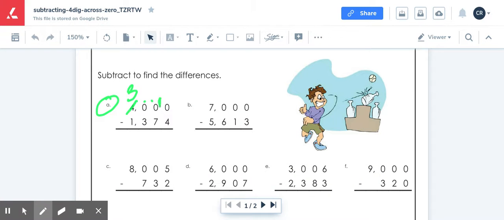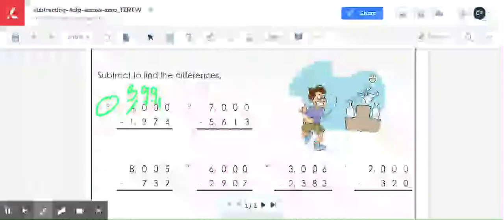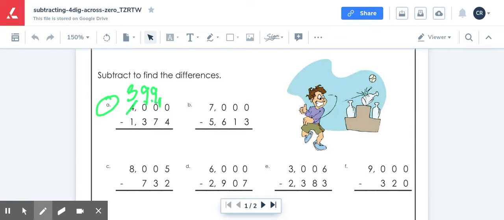Because I've brought it here, and then I keep borrowing, this becomes a 9, this becomes a 9, and that stays a 10. So the hint is you know that it's going to be a 10, and then they're going to move it over again and borrow 1. And instead of that, we're just going to go ahead and put it as 3,990 with the 10 here.